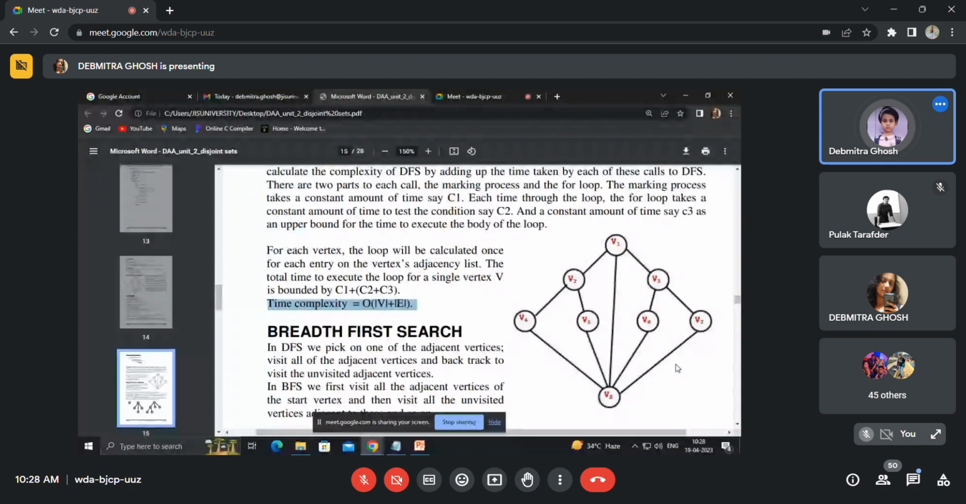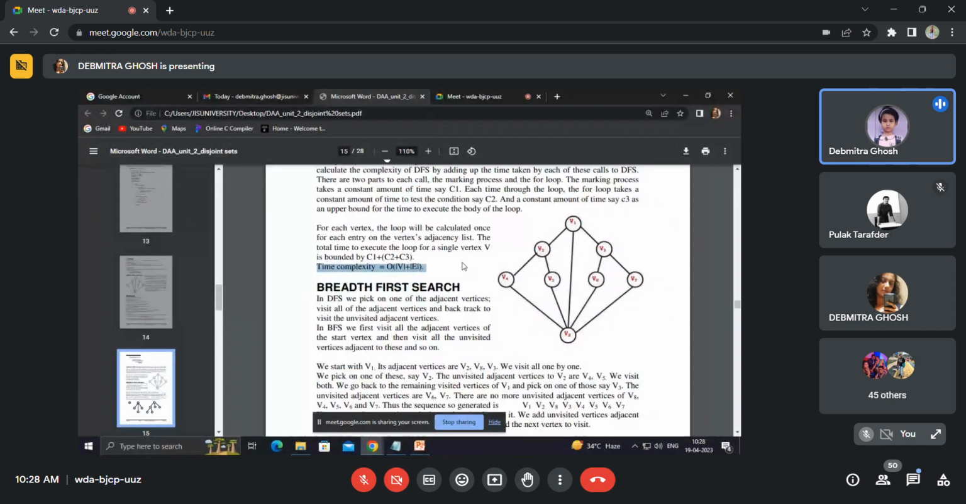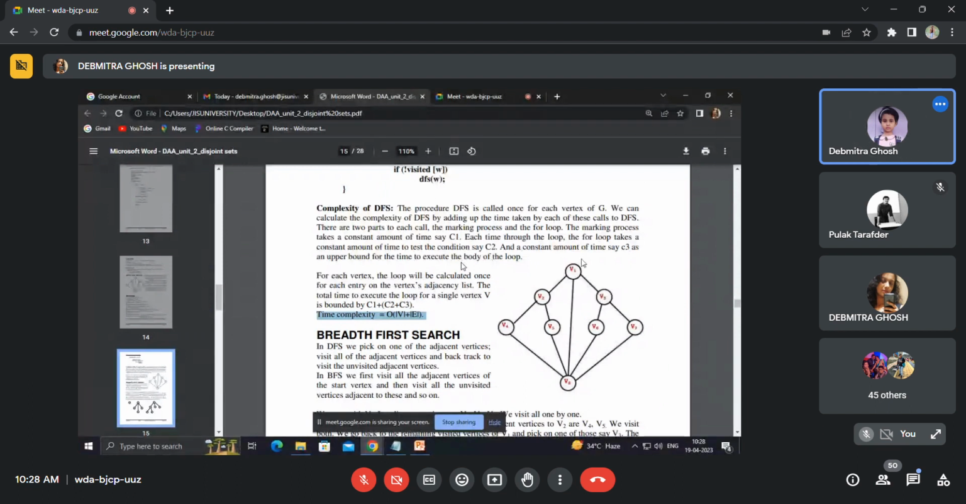So now the next thing is the complexity of this graph. How to calculate the complexity of this graph? For calculating the complexity, you have to know how much time each vertex is taking. So there are two parts. First, you have to mark the process, that is the edge part, and the other is the vertex. So how to do that?